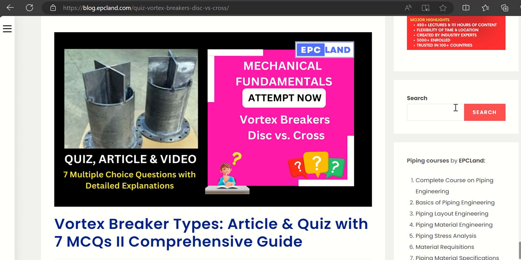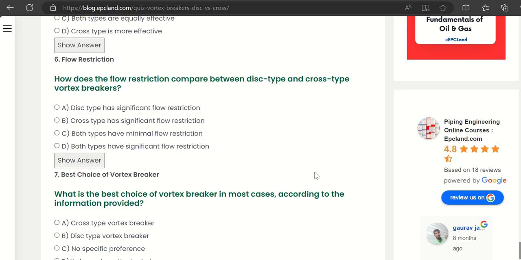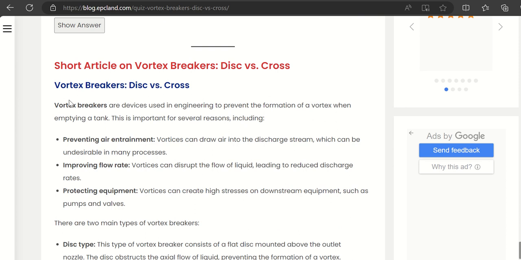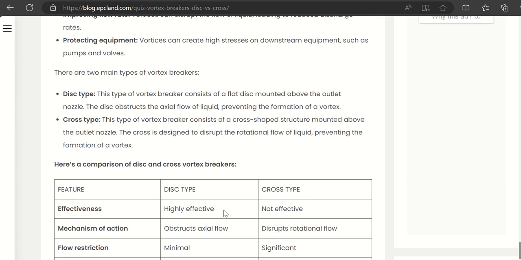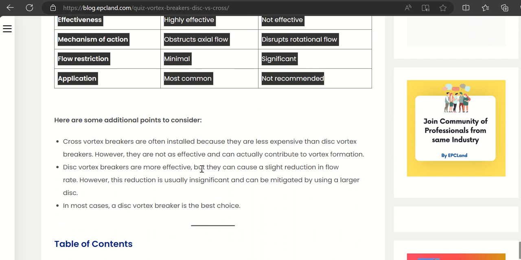We are discussing the basics of vortex breaker, its type, their comparison, and their application. So in the previous part we talked about the literature part. We looked into the definitions. We tried to understand the types, their comparison, and a few important points.